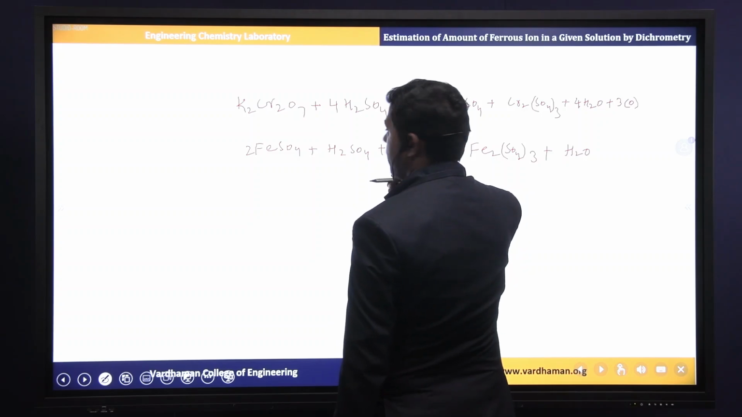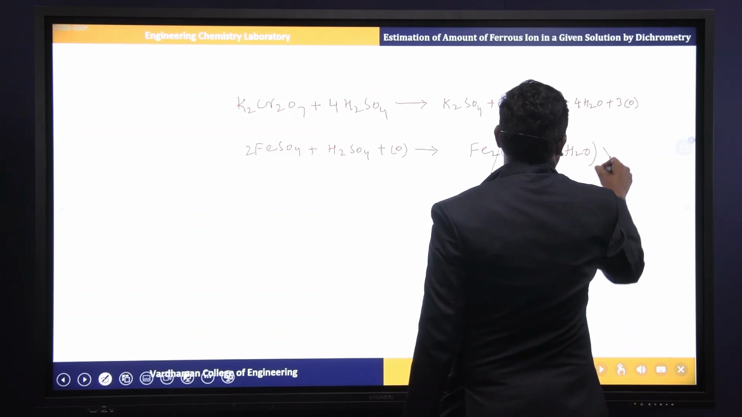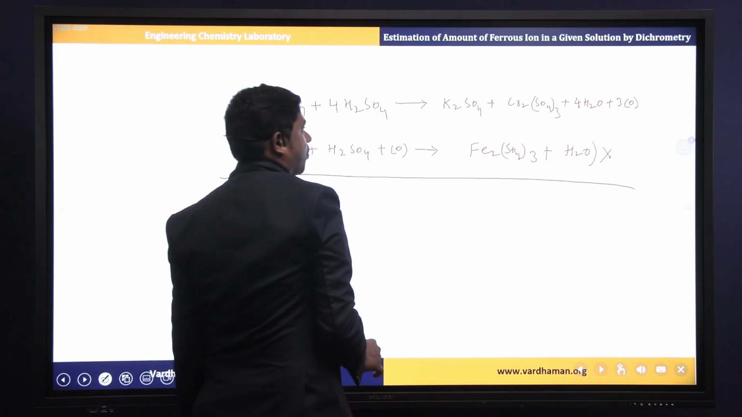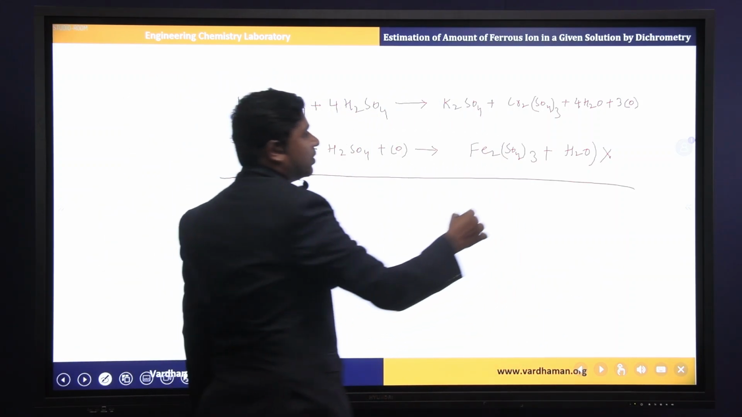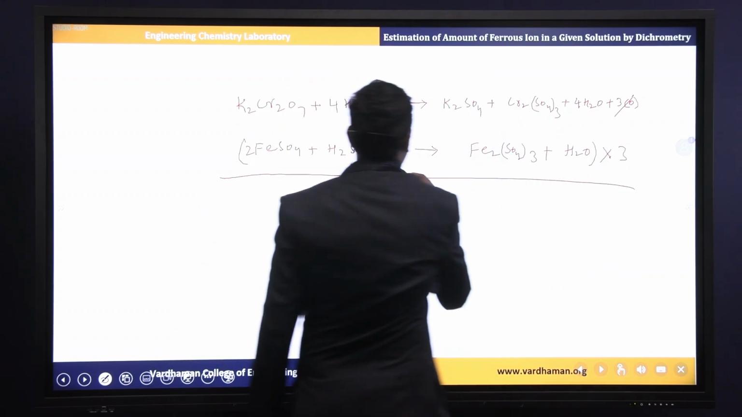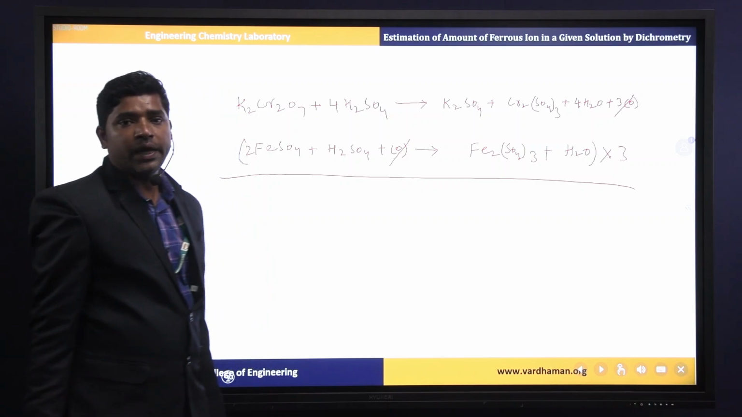Here 1 nascent oxygen is there and here 3 nascent oxygen is there. So we should multiply this whole reaction by 3, so that we can cancel both sets of 3 nascent oxygen. Here 3 nascent oxygen, and here 3 into 1 nascent oxygen. So both will get cancelled.